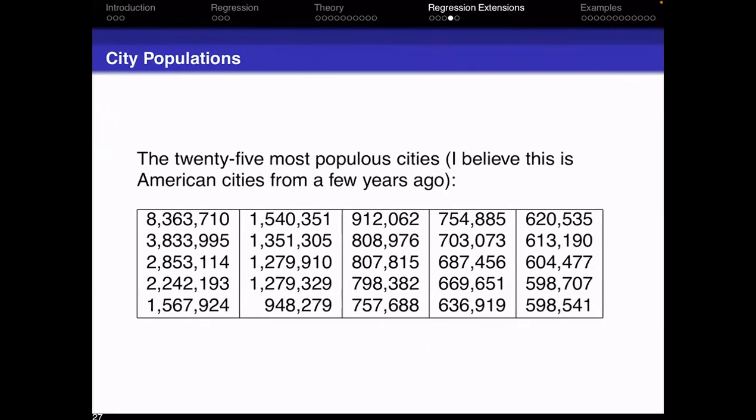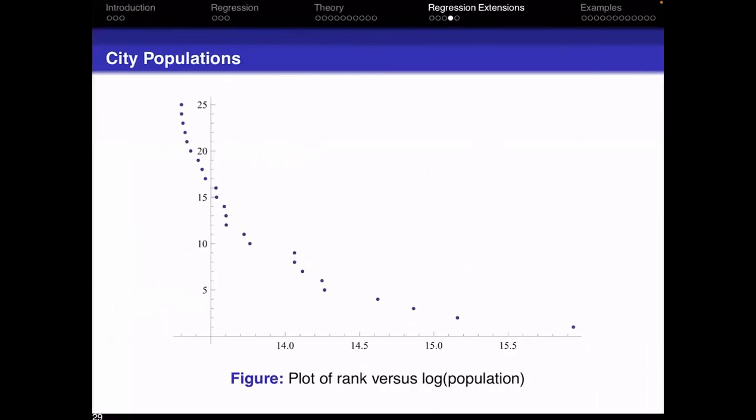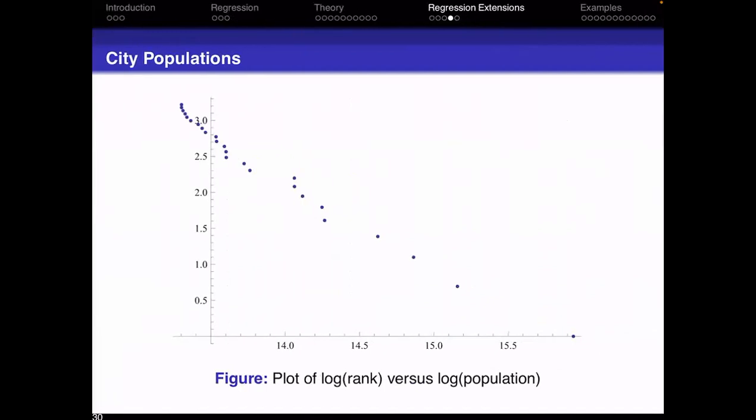So I grabbed 25 of the most populous cities a couple of years ago, and here are their populations. And again, it always depends on what you are defining the city to be. Are you doing the city, the metropolitan region, the municipal government? Doesn't really matter. Here is a plot of the rank and the population. So obviously, the most populous cities are going to be the lower rank. If I do a plot of the rank versus the log of the population, this is called a semi-log plot. Doesn't really help me. But if I do a log-log plot, plotting the log of the rank versus the log of the population, that looks like a pretty good straight line. Not perfect, but not bad.